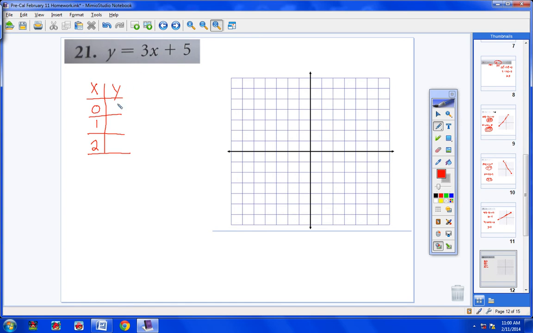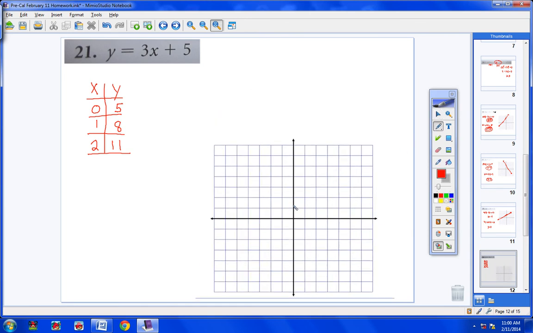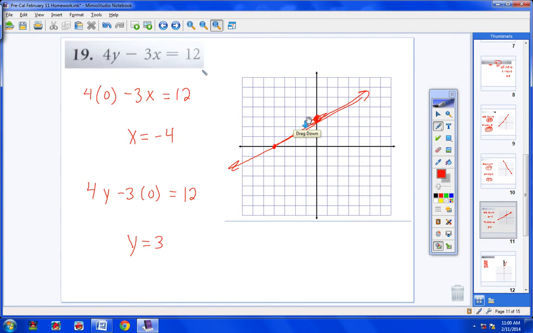If you put a 0 in for x, you will get out a 5. If you put a 1 in for x, you will get out an 8. And if you put a 2 in for x, you will get out an 11. Now I'm going to have to add some tick marks to my table of values here. 1, 2, 3, 4, 5, 6, 7, 8, 9, 10, 11. There we go. Okay, my first ordered pair is 0, 5. My second ordered pair is 1, 8, and my third ordered pair is 2, 11. So those three points should line up in a straight line, and they do.